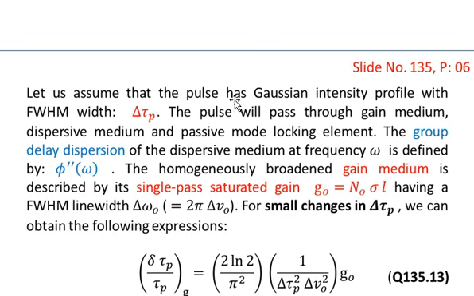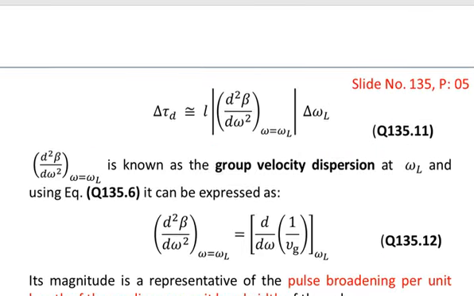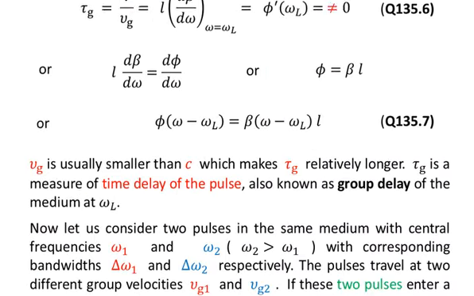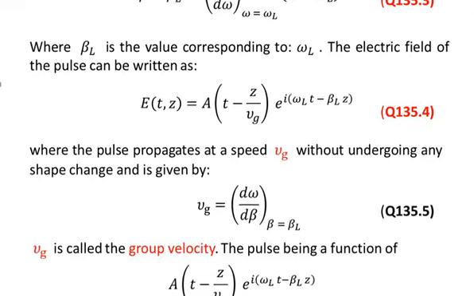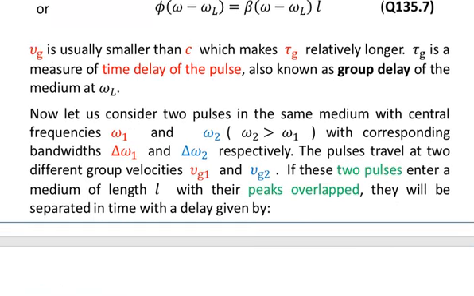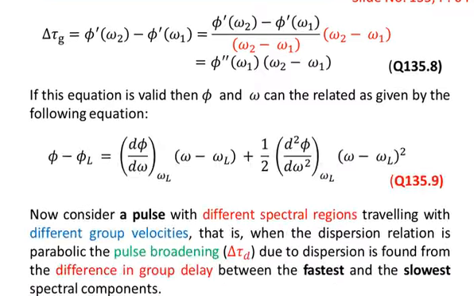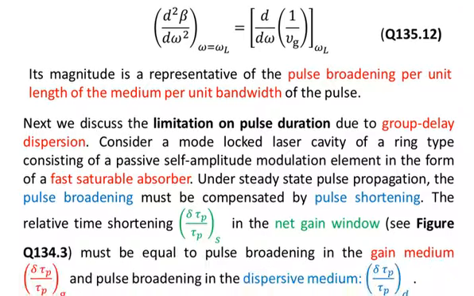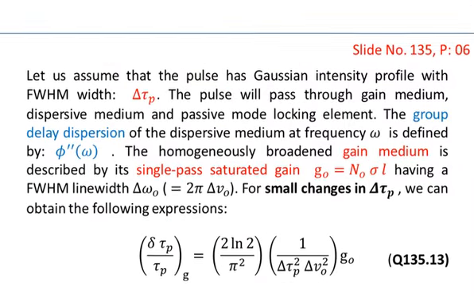Let us assume that the pulse has a Gaussian intensity profile with the full width half maximum width represented by delta tau p. We have also discussed delta tau p, and I have given you a relationship for delta tau p in one of the slides, or maybe in the appendix.